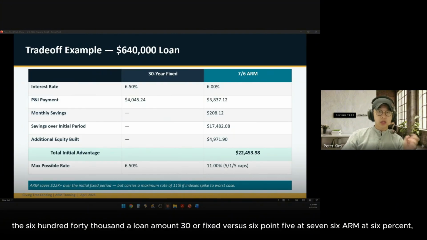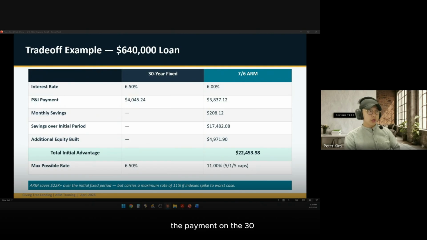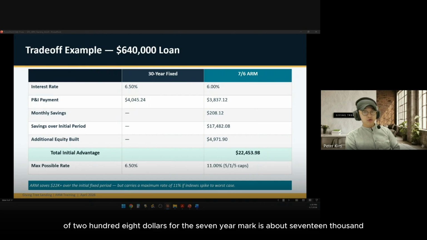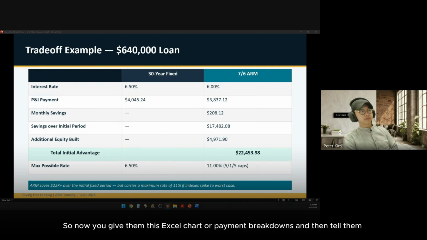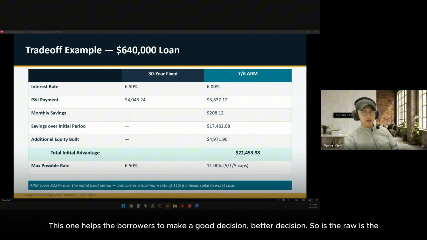So when we talk about the $640,000 loan amount, 30-year fixed at 6.5 versus a 7-year ARM at 6%, the payment on the 30-year fixed is $4,045.24. The ARM is at $3,837.12. So this monthly saving of $208 over the 7-year mark is about $17,482. So now you give them this Excel chart or payment breakdown and then tell them reasons why the ARM product can be a better option than a fixed rate mortgage option. This helps the borrowers make a better decision.